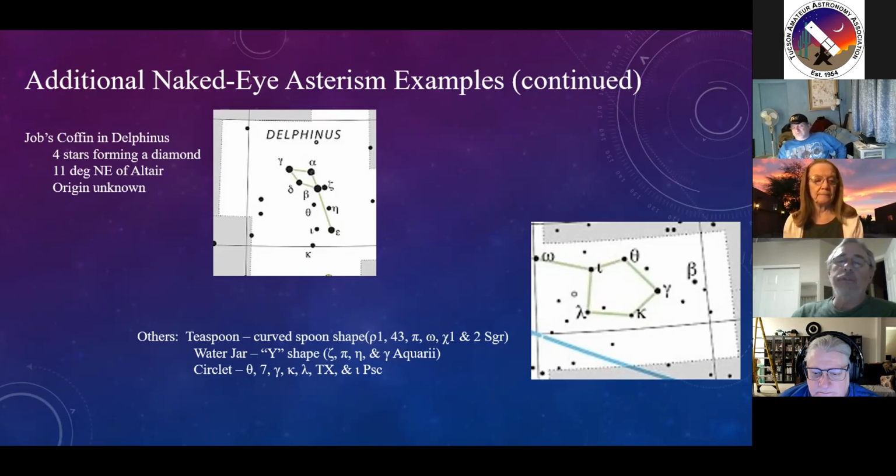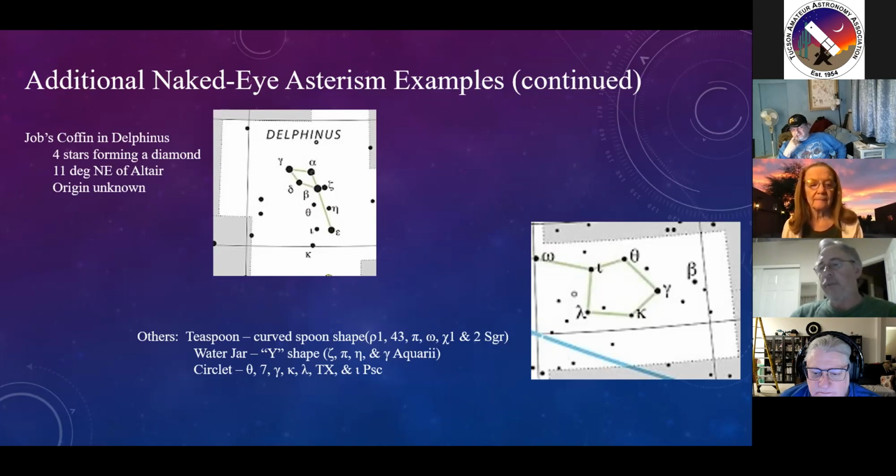The water jar is the Y shape in Aquarius, more or less towards the eastern end of the constellation, at the very top of it. And then a very common one, though somewhat dim and difficult to see, is the circlet, which is the southwestern end of the constellation Pisces as it wraps around Pegasus. Generally, if there's no moon and you've got good viewing, these stars are fairly easy to pick out with the naked eye, but they can present a challenge.